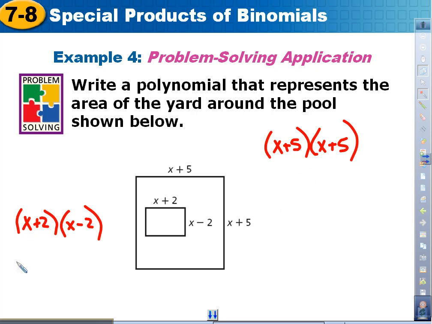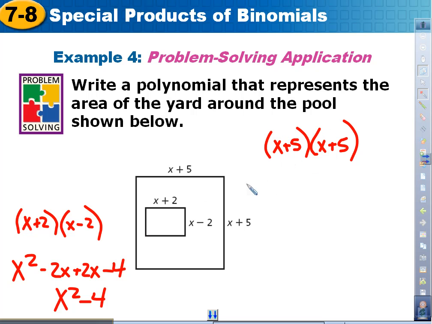When you use FOIL here, you get x squared. What happens when you do insides and outsides? You get a negative 2x plus a 2x. What happens there? Yeah, negative 2x plus 2x minus 4. These two cancel out. There's your difference of two squares.